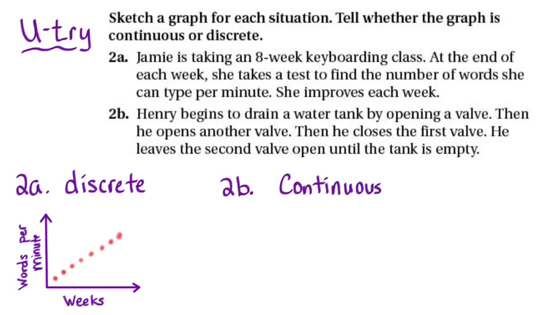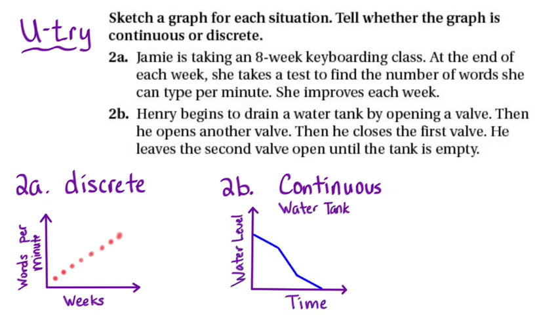For the second one, he is draining a water tank and opens a valve, then opens another valve, and closes the first valve. So it starts to lower the water level at a continuous rate, then it goes faster because there's 2 valves open, then closes the other, so it is a slower pace again until it's all gone.